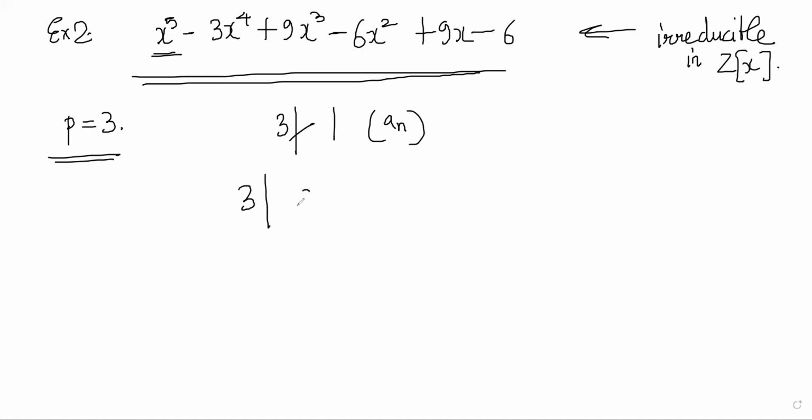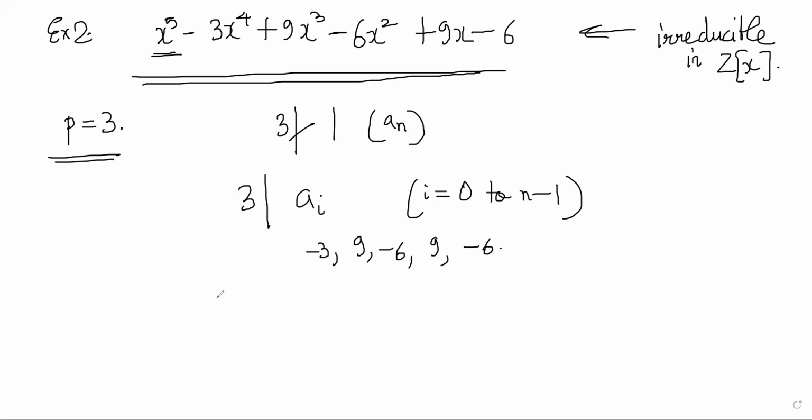3 divides a_i, where i goes from 0 to n minus 1, because it divides all of these terms: -3, 9, -6, 9, and -6. However, 3 squared does not divide a_0, which was -6. 3 squared is 9, and 9 does not divide -6 exactly. Therefore, this polynomial satisfies all the criteria of Eisenstein's condition, and we get that this is an irreducible polynomial by Eisenstein.